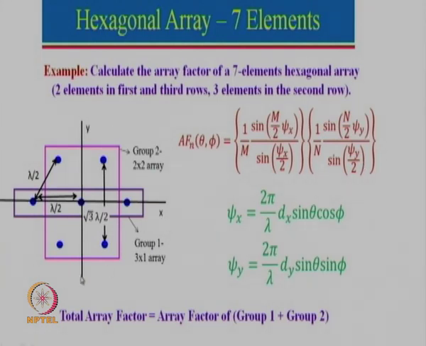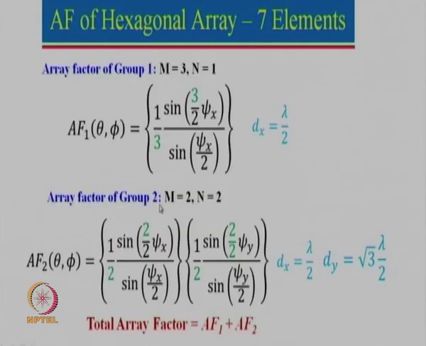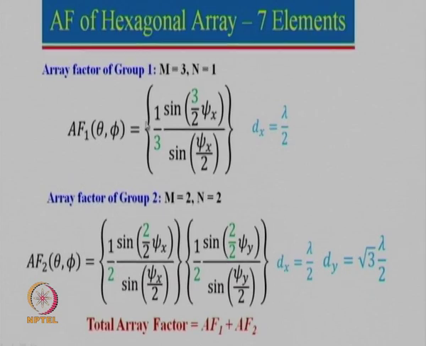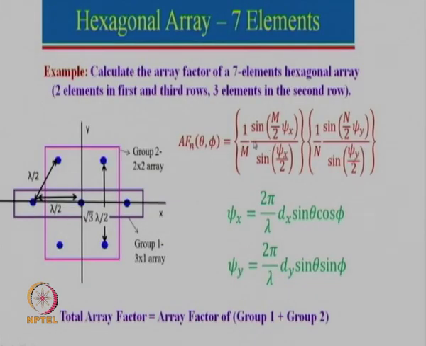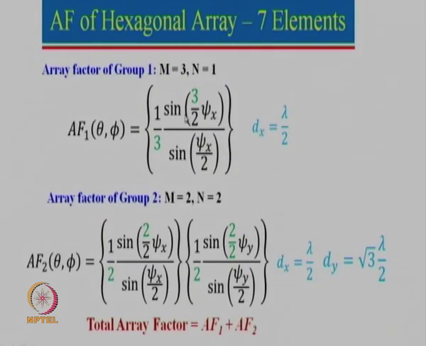These 7 elements can be broken into 2 groups. Group 1 consists of 3 elements here, and group 2 consists of a 2 by 2 array over here. If we can find the individual array factor for group 1 and group 2, then the total array factor will be the sum of these. Let us see what the pattern will be. For the array factor of group 1, M is 3, N is equal to 1. So we simply use the previous expression, 1 by M, sin of this function here. We substitute M equal to 3, and we get that here.